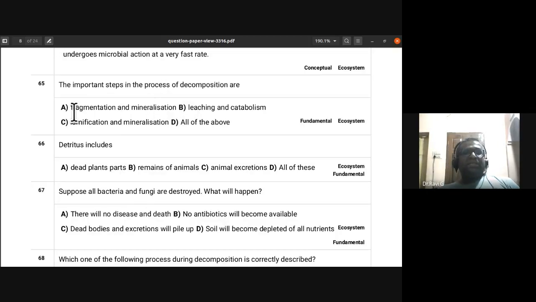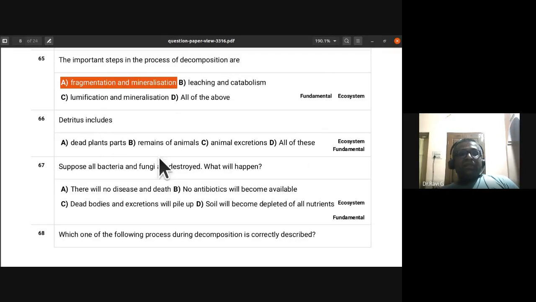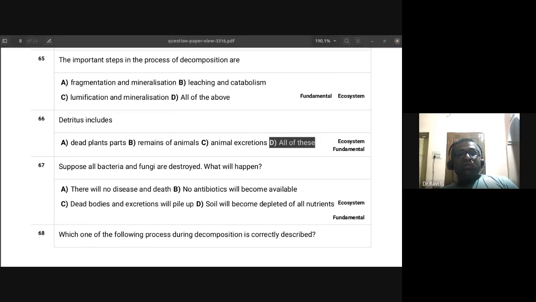The important steps in the process of decomposition are fragmentation and mineralization. So 65th, A is the answer. Fragmentation and mineralization are the important steps in the process of decomposition. Detritus includes dead plant parts, remains of animals, animal excretions, all of these. So the answer to the 66th is all of this.